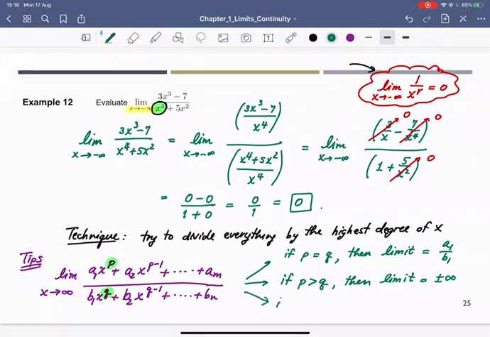And then the last case, when you have p less than q, your expectation of the limit is going to be 0, because this means the bottom is heavy. When the bottom is heavy, that means the bottom is going to dominate the numerator. And then after that, when you take the limit, the limit should be 0.